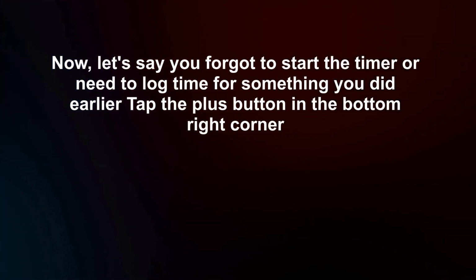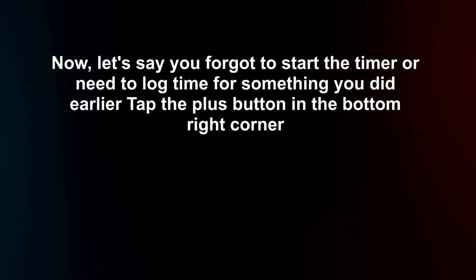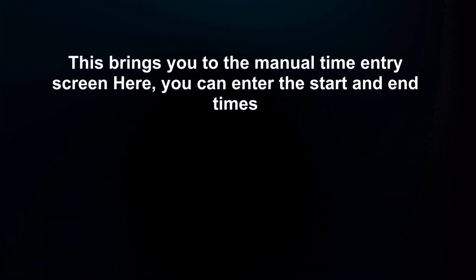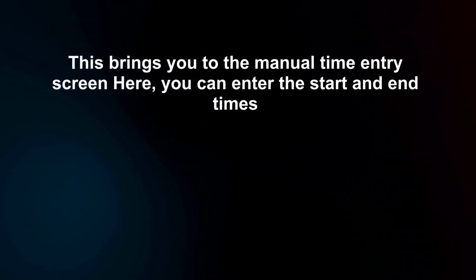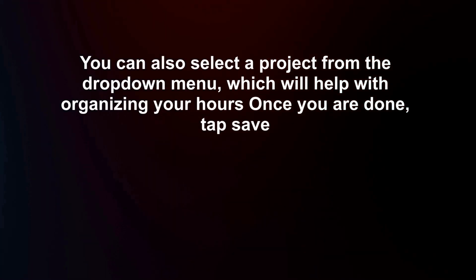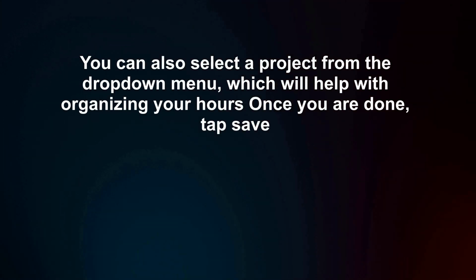Now, let's say you forgot to start the timer or need to log time for something you did earlier. Tap the plus button in the bottom right corner. This brings you to the manual time entry screen. Here, you can enter the start and end times. You can also select a project from the drop-down menu, which will help with organizing your hours. Once you are done, tap save.